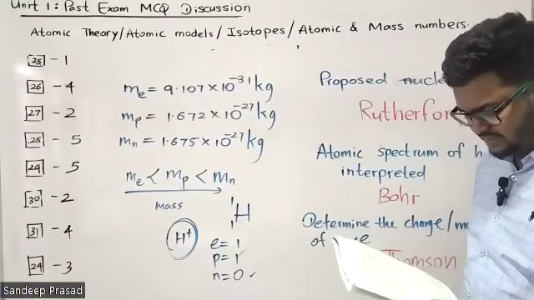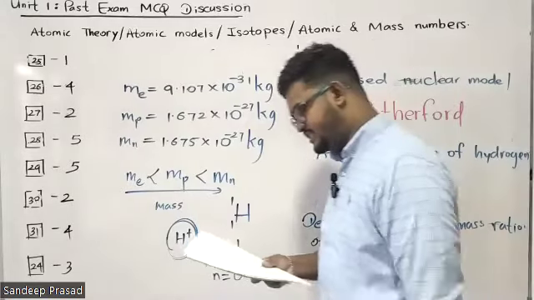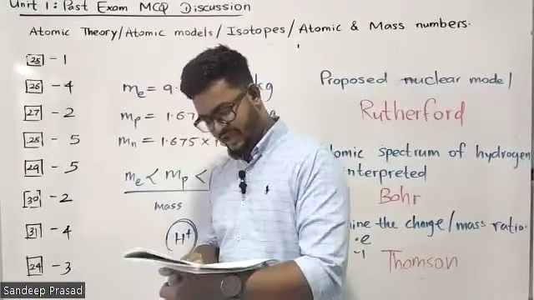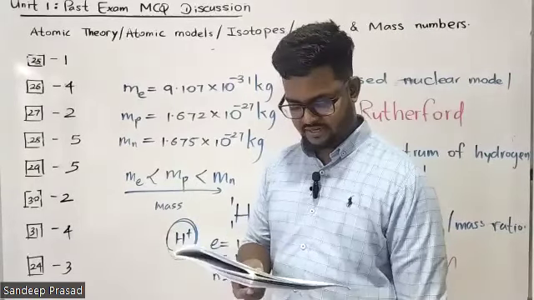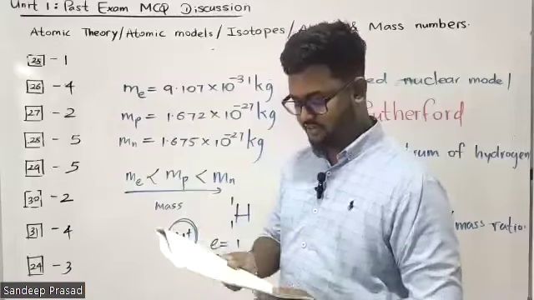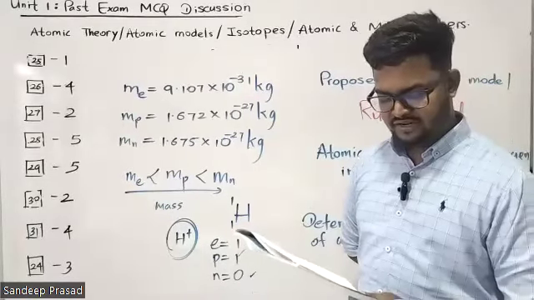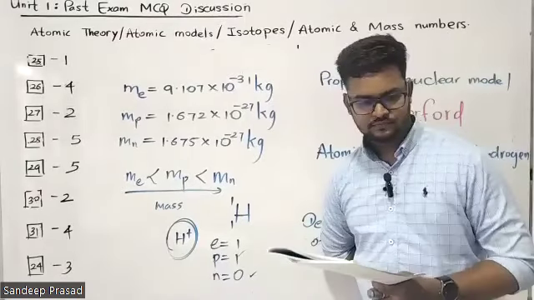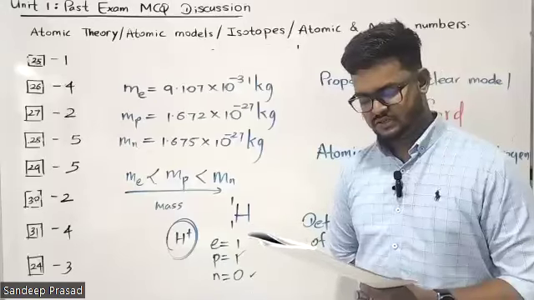Next one, question number 32. Which of the following statements is incorrect regarding isotopes of an element? They have same number of electrons. Is that correct? They're asking the incorrect statement, right? They have same number of electrons, correct. Then they have the same density. What do you think? Density. Can we say the density is what?